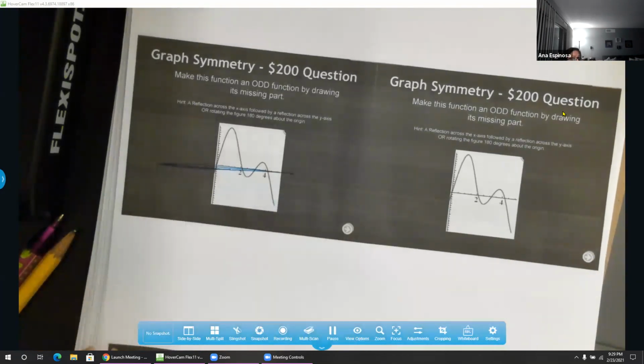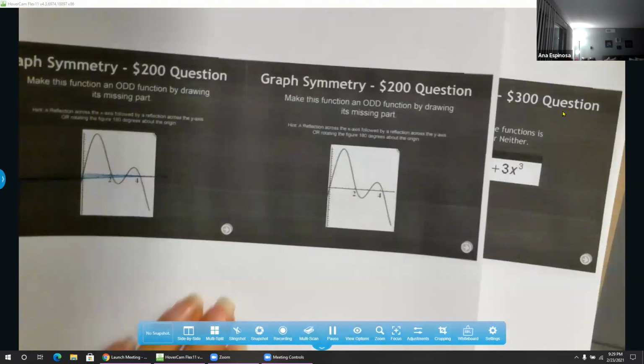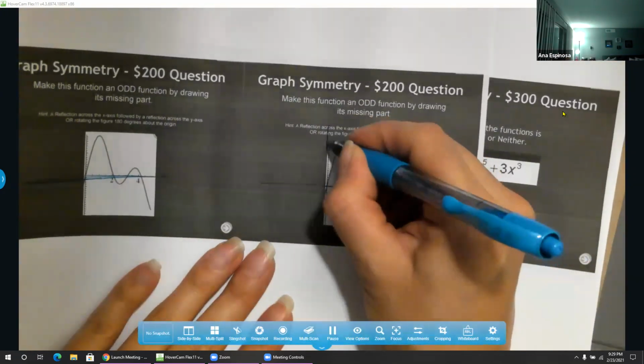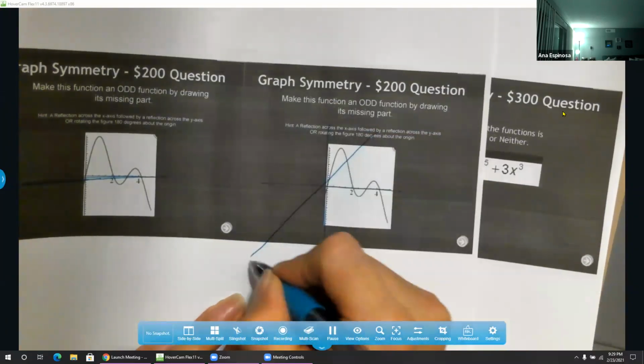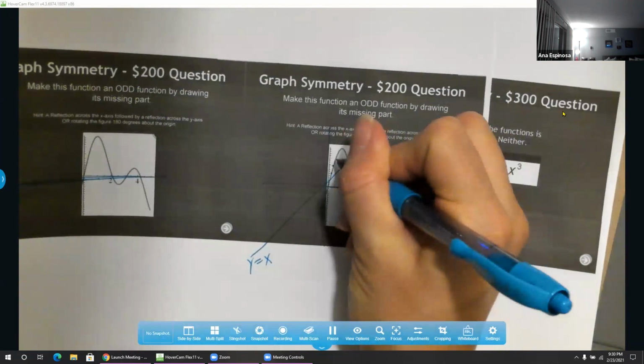Let's try this again. So if I have the x-axis and then the y-axis, and I had a line that was y equals x, which now you should know how to graph, how does it take each of these dots?